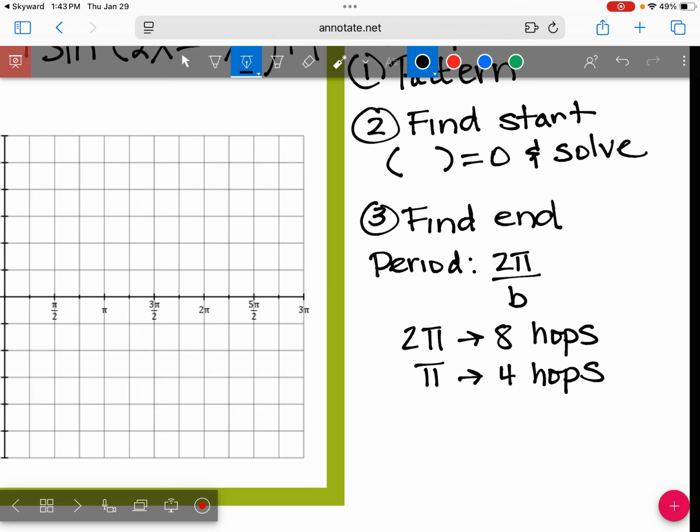All right, the next step is to find the middle, or the midline. And that's really important because that tells you where you're going to put the middle. And when we start graphing secant and cosecant, that's really important because that's your asymptote. So these are your 4 steps. Write this down, have it somewhere, because we're always going to follow these 4 steps. Okay?